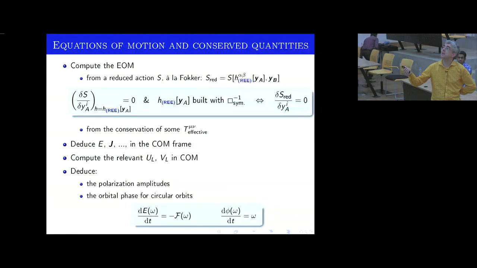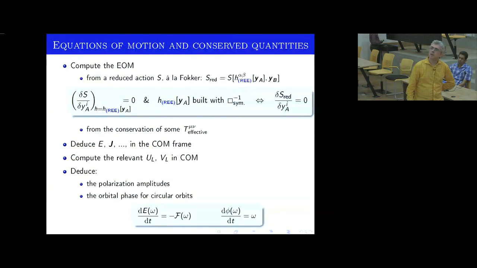So we don't need anymore to refer to the full action. We can, for the matter part, use only the effective action. There are some restrictions, so we should, for instance, use to invert the box operator not the retarded inverse box operator, but the symmetric one. But this is a technical problem. I will not go into those details.